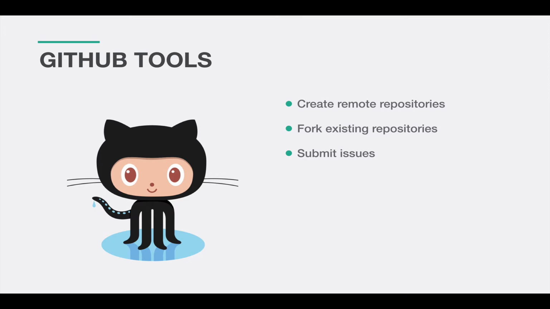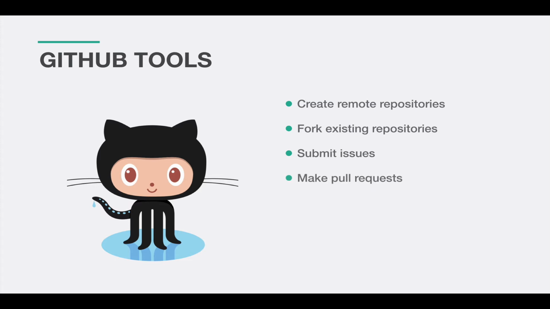You can submit issues. So if you are working on a project or you're working with a project and you find a bug in somebody else's code, you can submit an issue to GitHub and let them know, hey, I discovered this bug. You might want to fix that. And they can then track it, make the changes they need to.